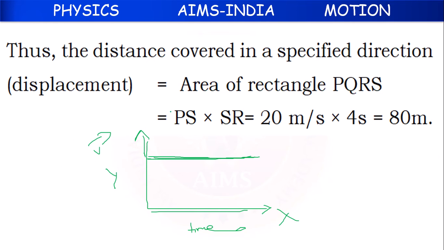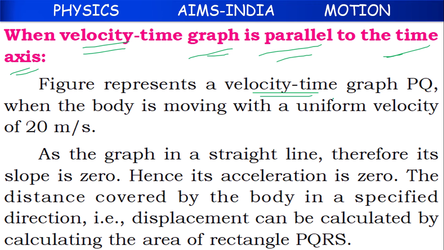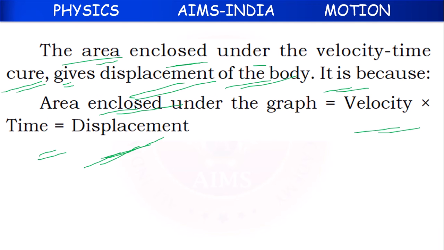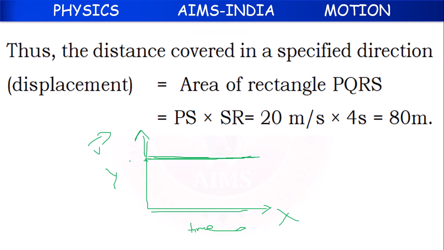Suppose this figure represents the velocity time graph PQ when the body is moving with a uniform velocity of 20 meter per second. Suppose this point is P and this point is Q. The velocity time graph is given by the line PQ, where the velocity is constant, which is 20 meter per second. So the body is moving with a constant, uniform velocity of 20 meter per second, and the graph is represented by the straight line PQ.